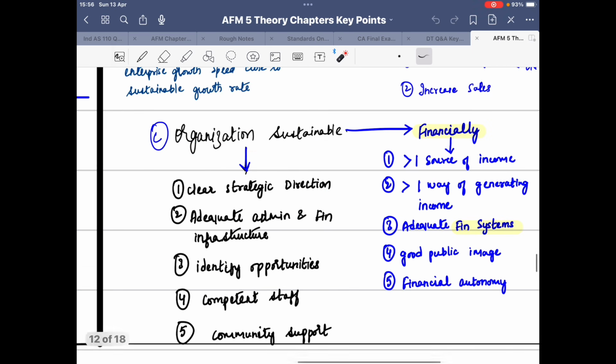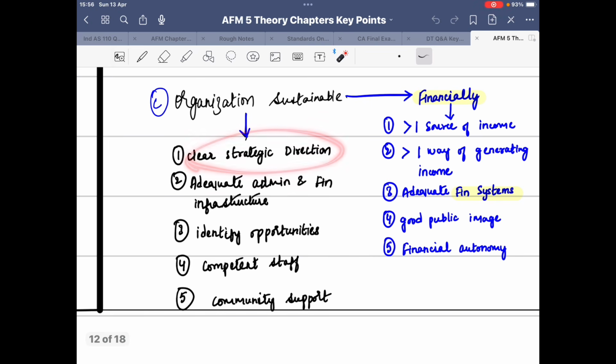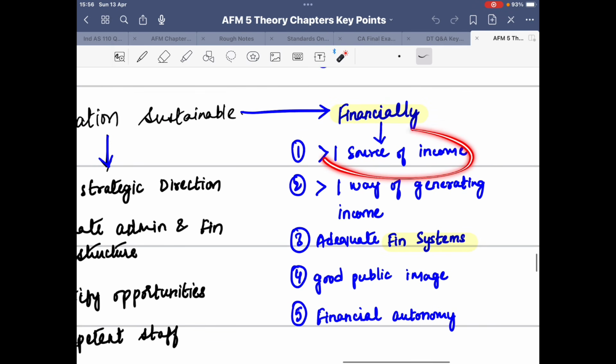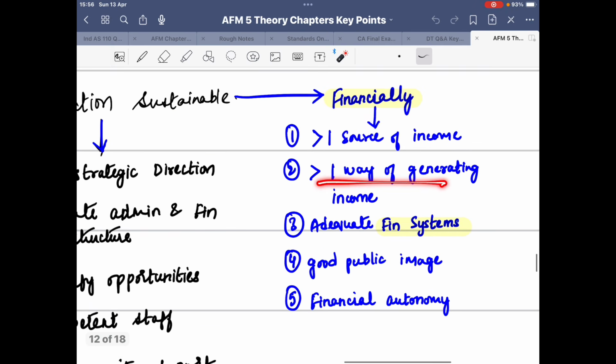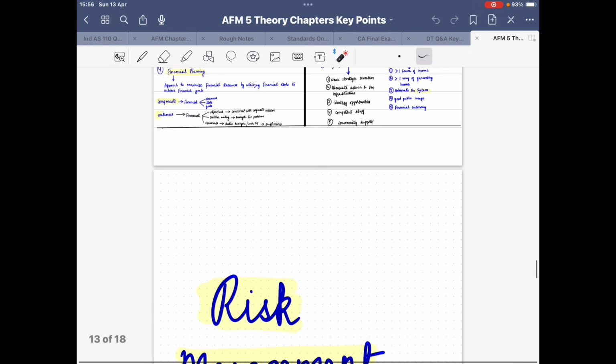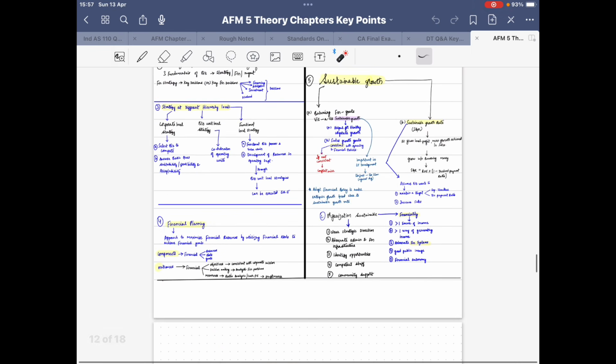Organization sustainable: clear strategic direction, adequate administrative and financial infrastructure, identify opportunities, competent staff, community support. Organization sustainable financially: more than one source of income, more than one way of generating income, adequate financial systems, good public image, and then financial autonomy. End of this chapter.